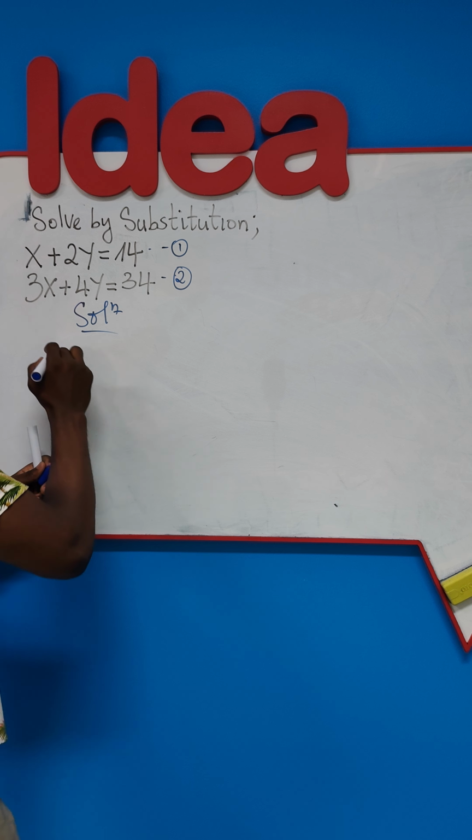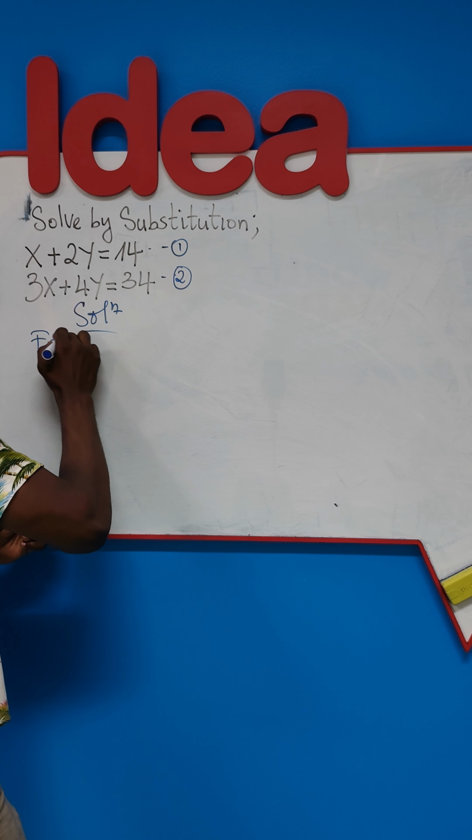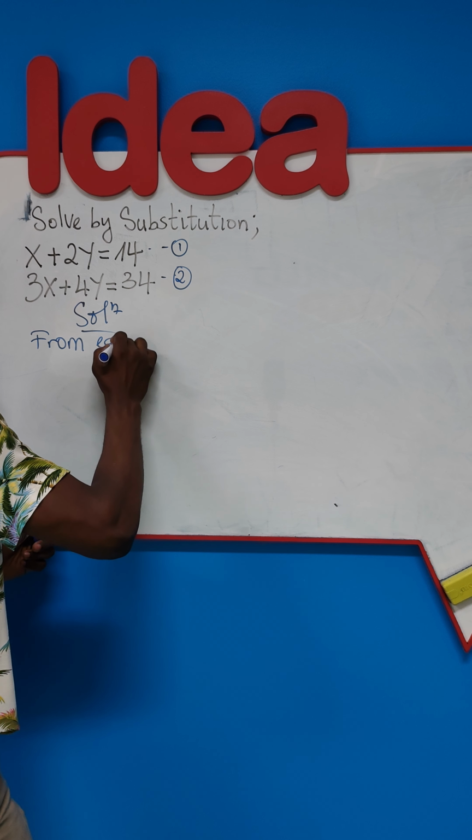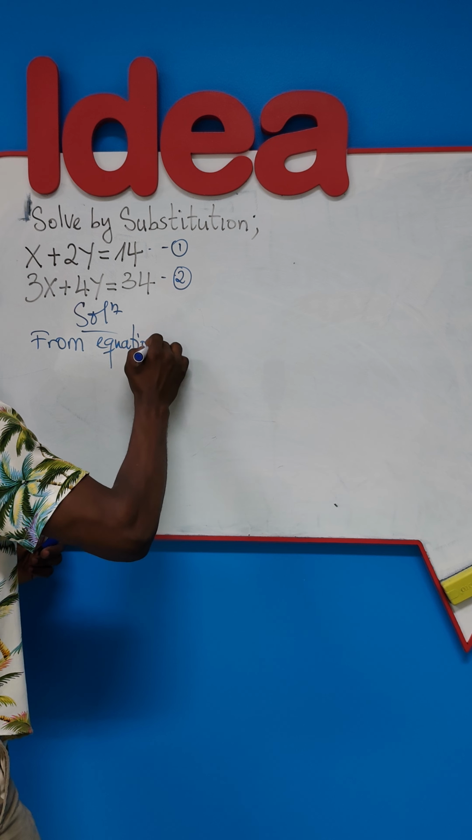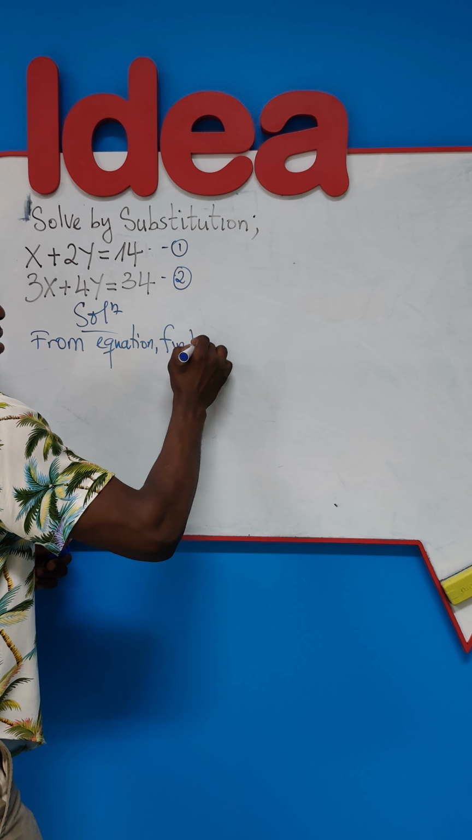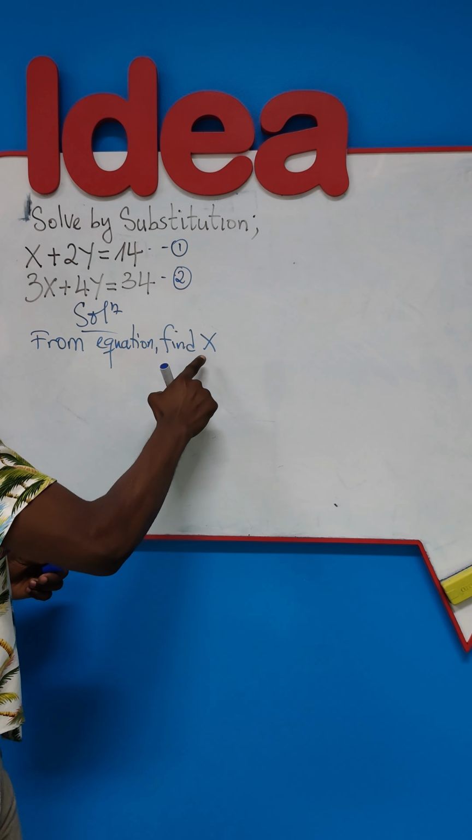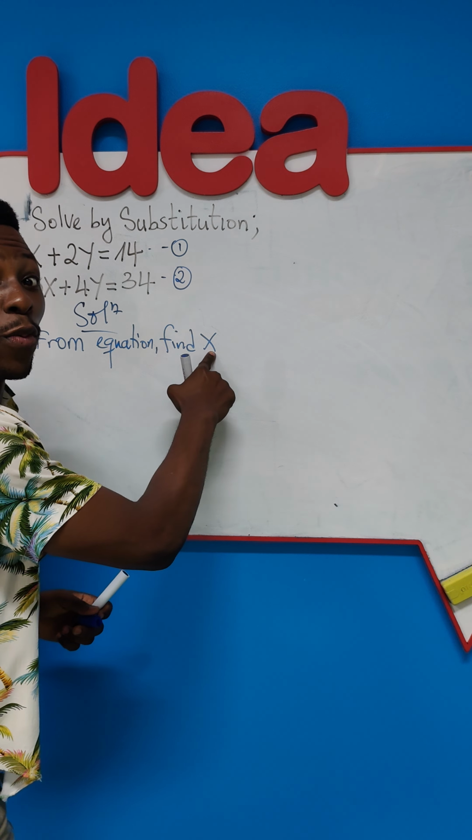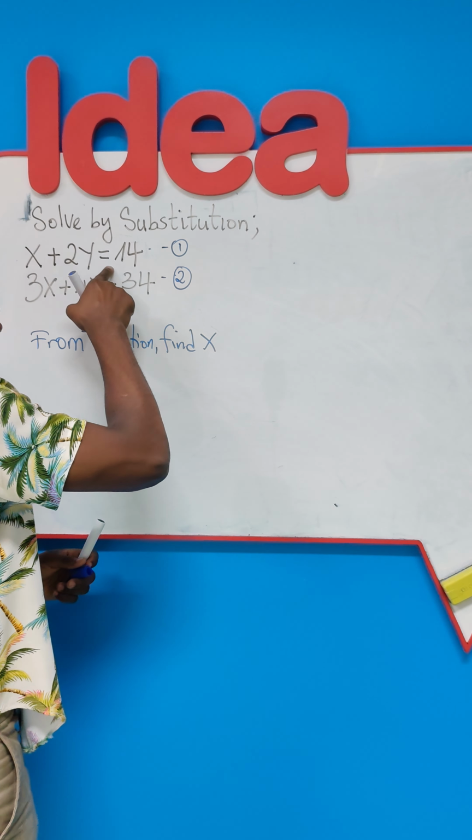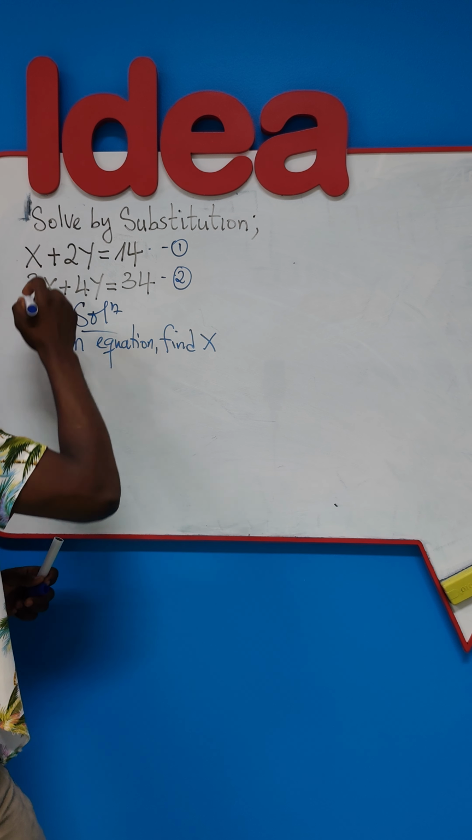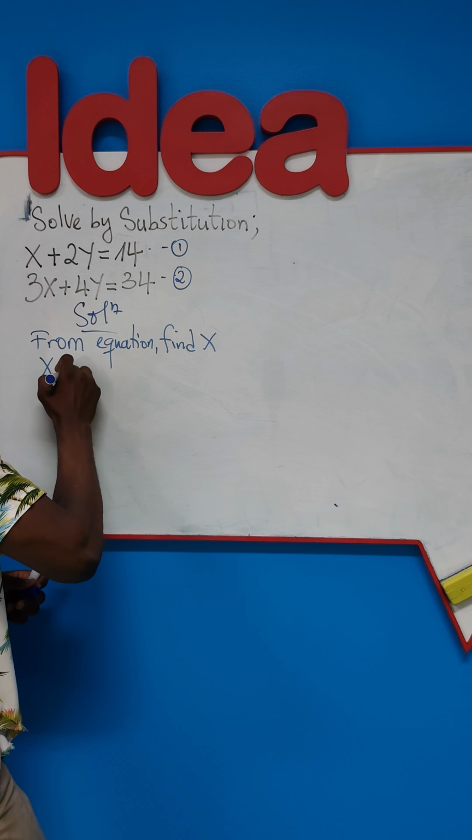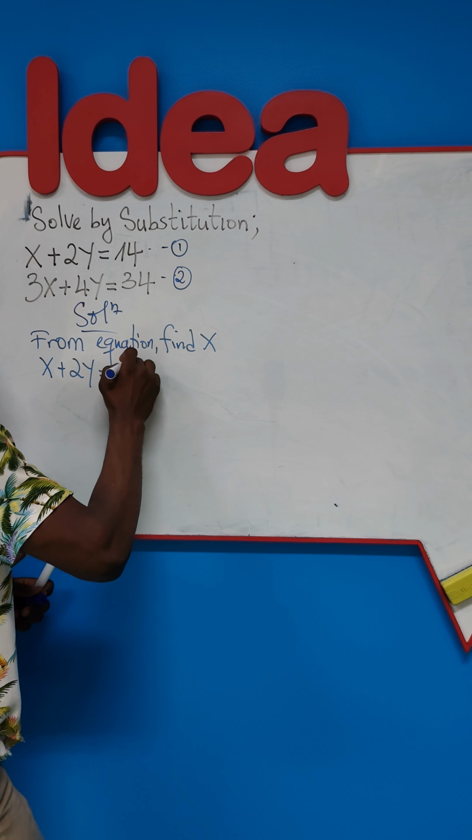And I will say from equation 1, find x. So I'm going to make the variable x the subject of the formula in equation 1, okay, as follows. Start by rewriting equation 1. x + 2y = 14.